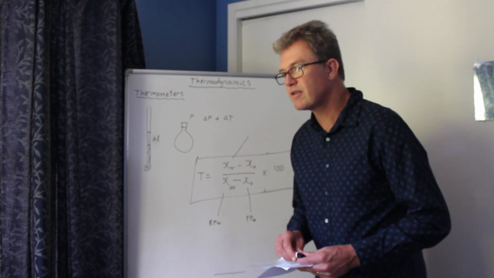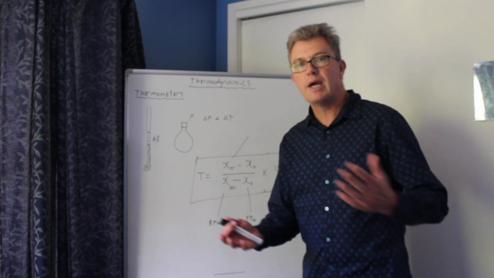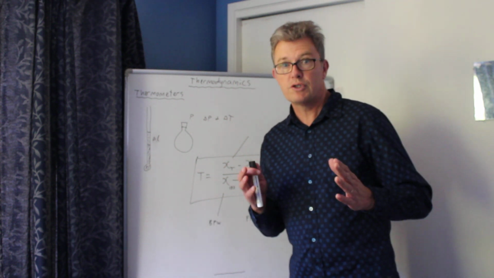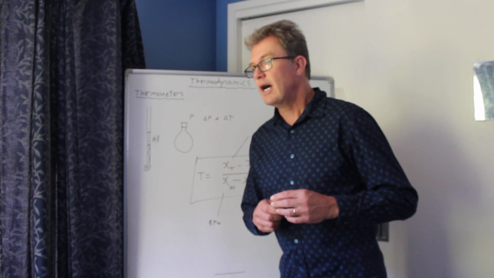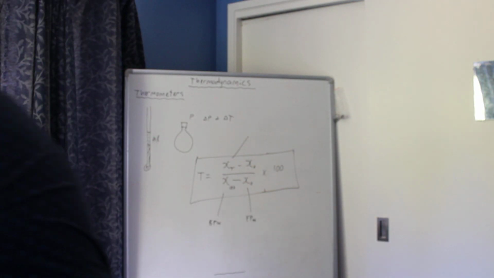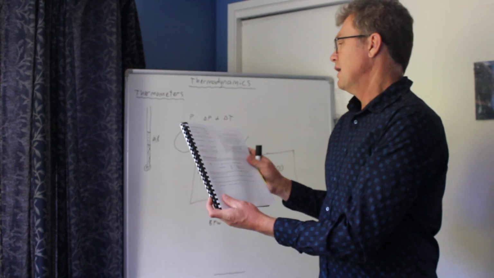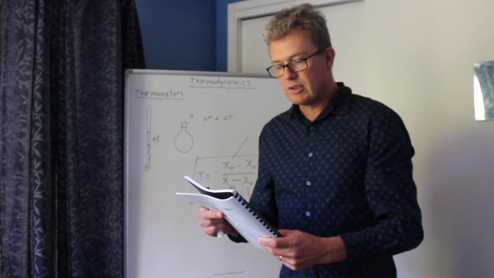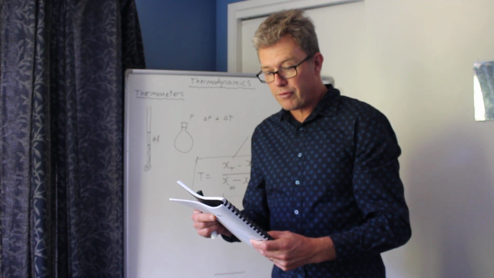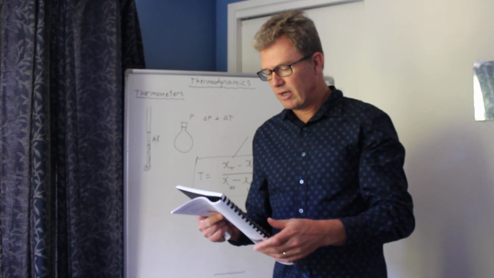Now, there are various different types of thermometers, and they all have their good points and their bad points. To understand that, you need to look in your notes, where there's a heading that says types of thermometer. It goes through the mercury in glass thermometers, the constant volume gas thermometers, the platinum resistance thermometers, the thermocouple, and a couple of other types. The thermocouple is the one you need to have a bit of understanding about.